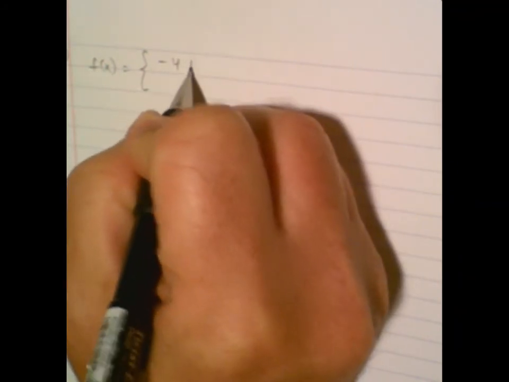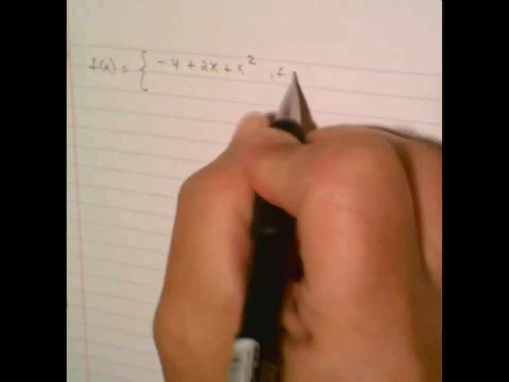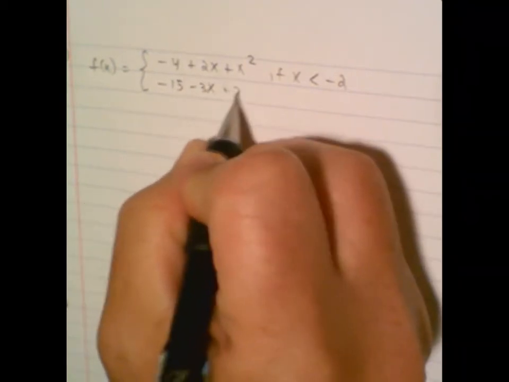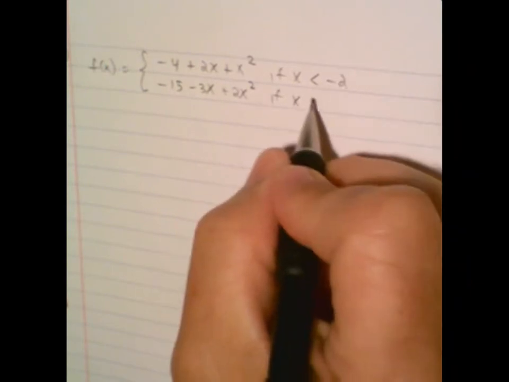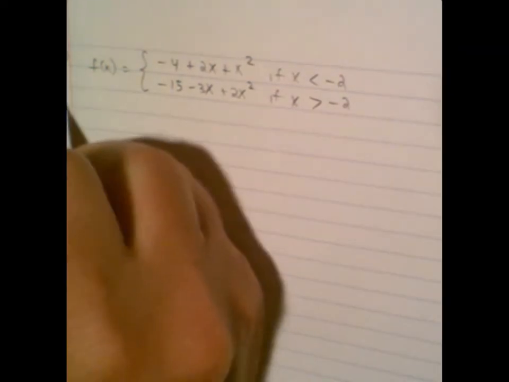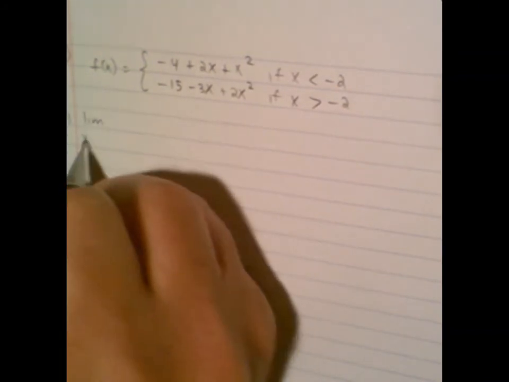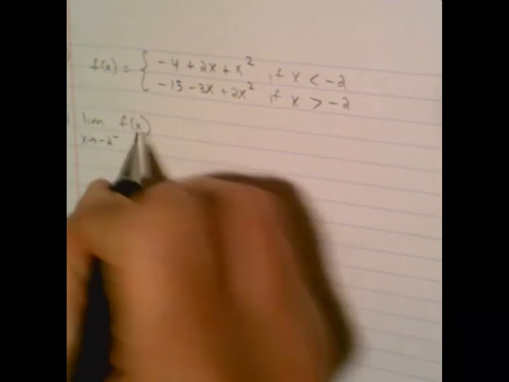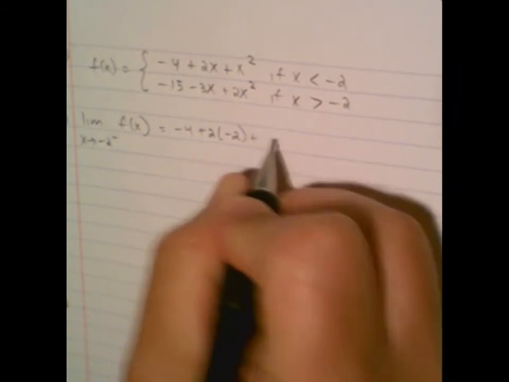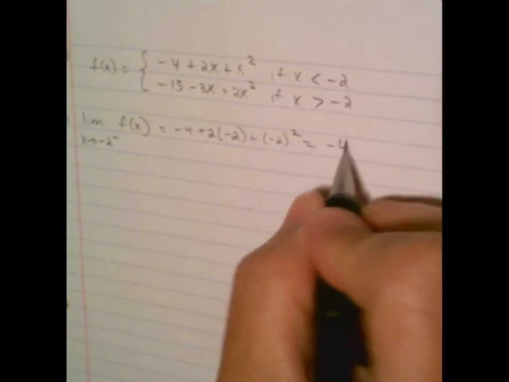Number 6. f of x equals negative 4 plus 2x plus x squared if x is less than negative 2, and negative 15 minus 3x plus 2x squared if x is greater than negative 2. So A, the limit as x approaches negative 2 from the left means less than negative 2: negative 4 plus 2 times negative 2 plus negative 2 squared is equal to negative 4.